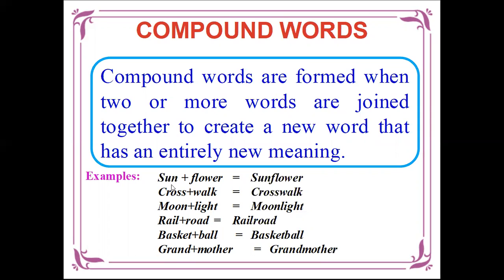So you can see here, sun is a word and flower is another word. When we combine these two words, sun plus flower equal to sunflower, we can get a new word that has an entirely new meaning, isn't it? So here, cross and walk. Cross is a word and walk is another word. If we join the two words together, we can get a new word, crosswalk. Then moon plus light equal to moonlight. Rail plus road equal to railroad. Basket plus ball equal to basketball. Grand plus mother equal to grandmother.